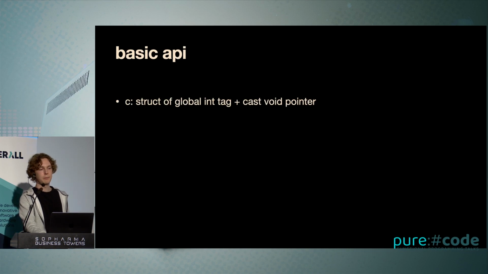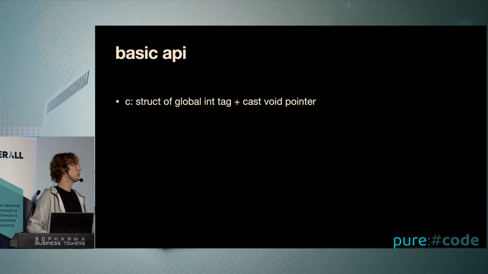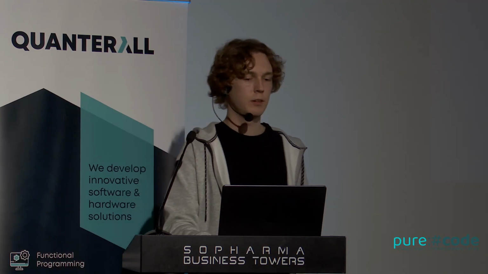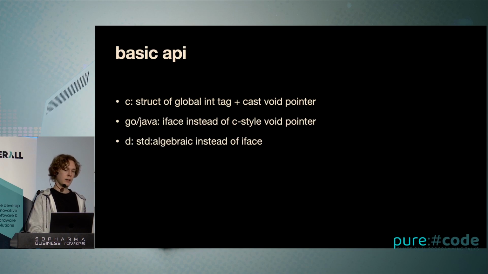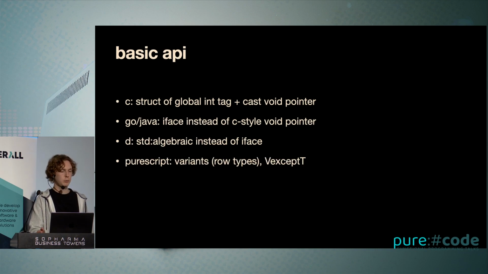For example, C. Use a struct. This is just one suggested example. Use a struct. You have one global int tag telling you what the error is, and a void pointer to a specific struct depending on what the tag is. If you're using something with interfaces, you can use that instead of a void pointer, and you can case on the interface. If you have something that has support for some kind of algebraic data types, you can use that instead. If you use something with row types or variants, you can use that. It's quite powerful. We use v-except-t, for example, in PureScript.